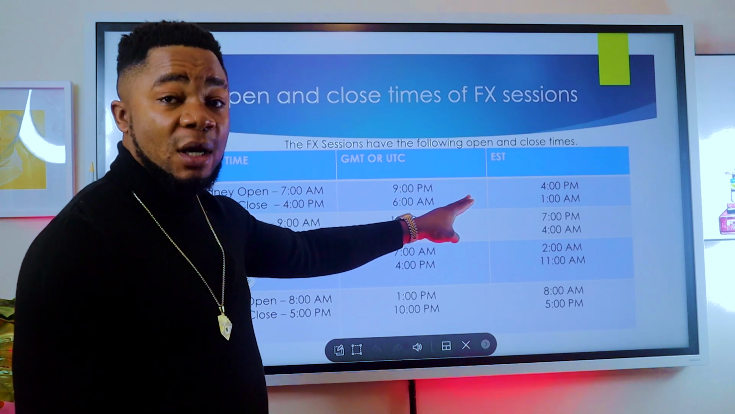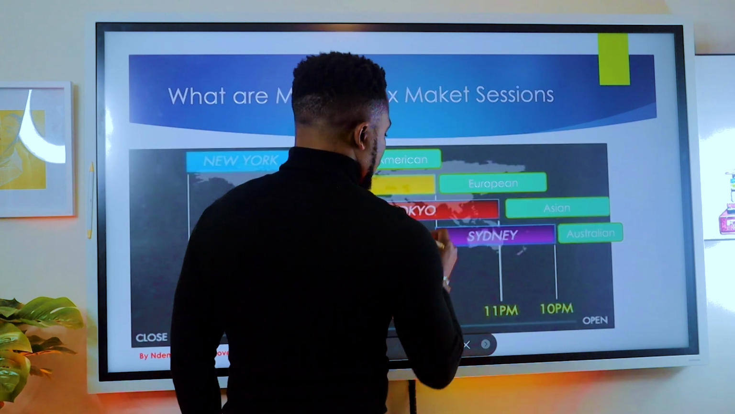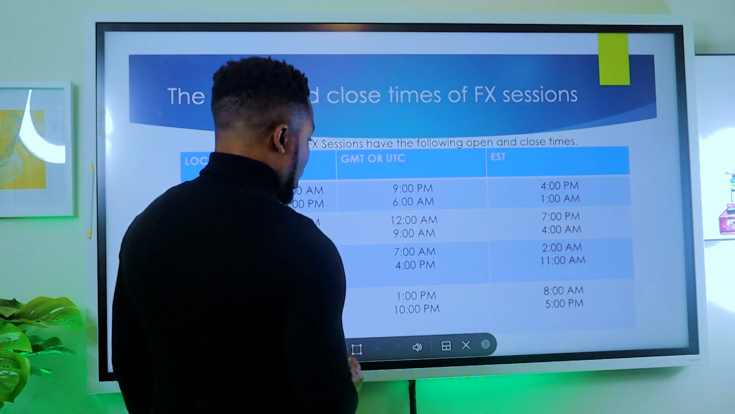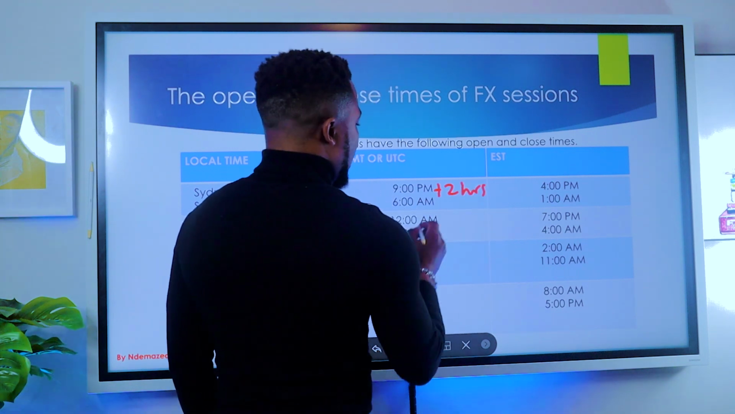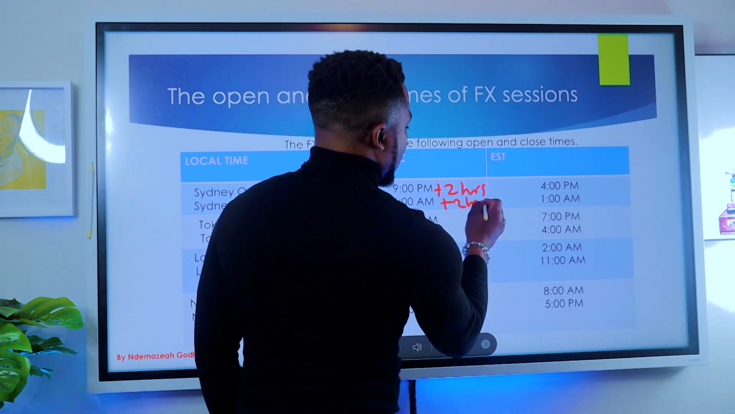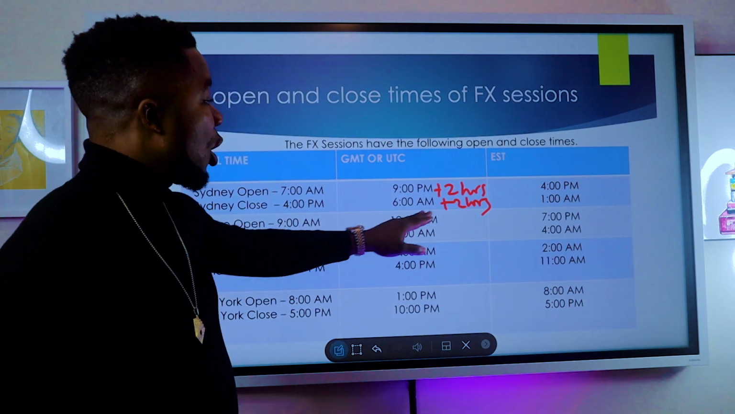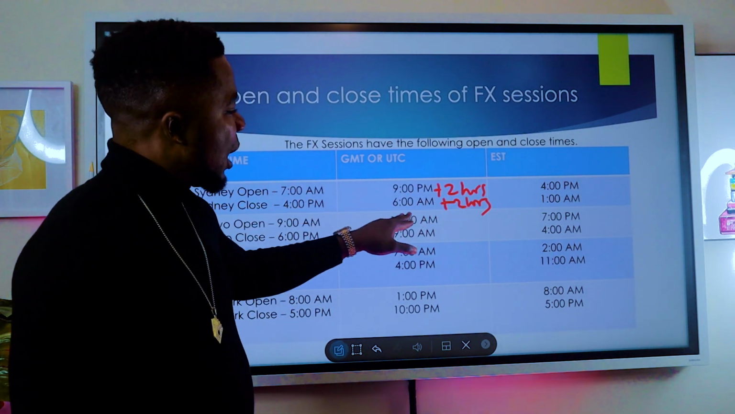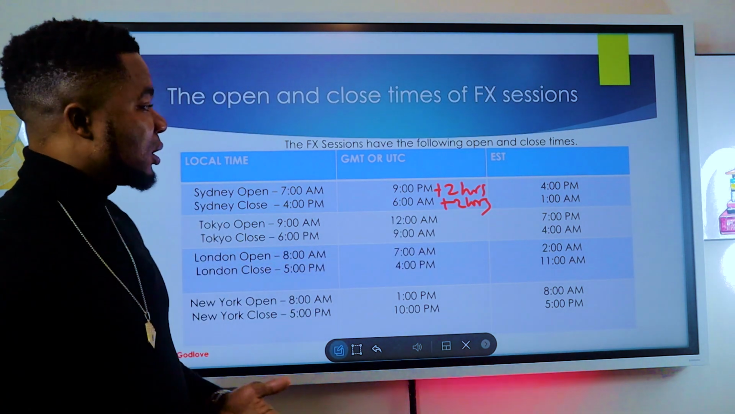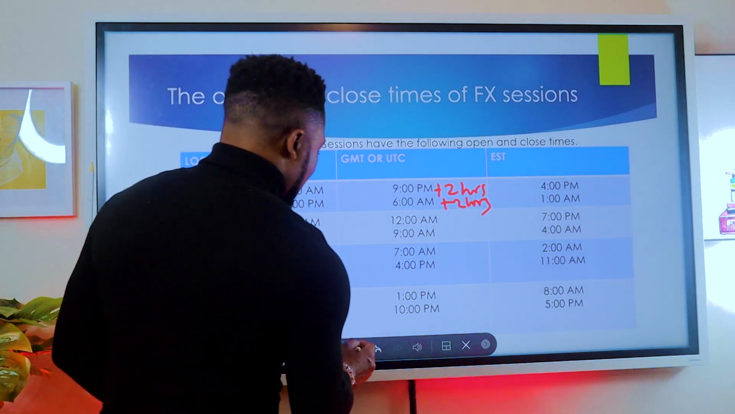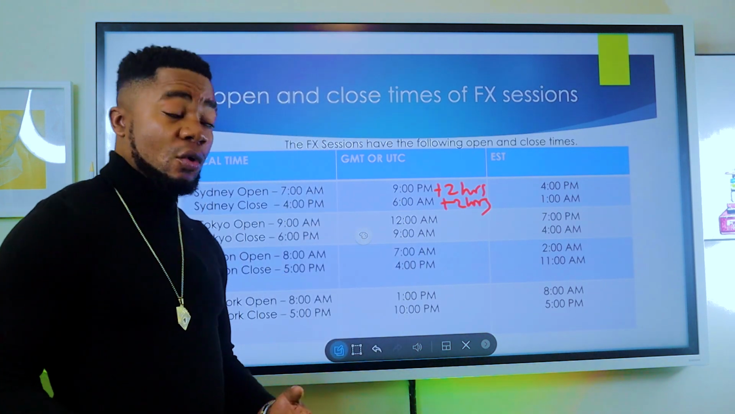Because here I'll just add 2 hours. It means it opens at 11 p.m., because this will be +2 hours. Let me go back here, because this will be +2 hours, and this one will be +2 hours. All right. So you see here, it will mean the Sydney session opens at 11 p.m. and closes at 8 a.m. South African time. All right, because here is GMT +2. So that is how you calculate the different market sessions to be able to know the time.